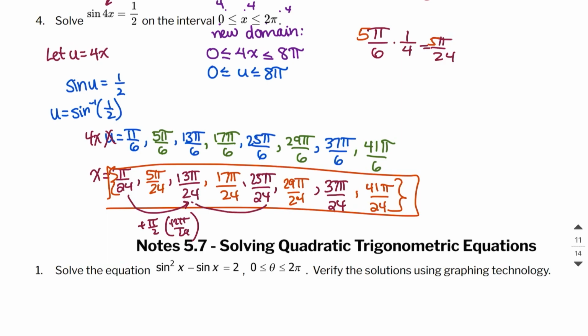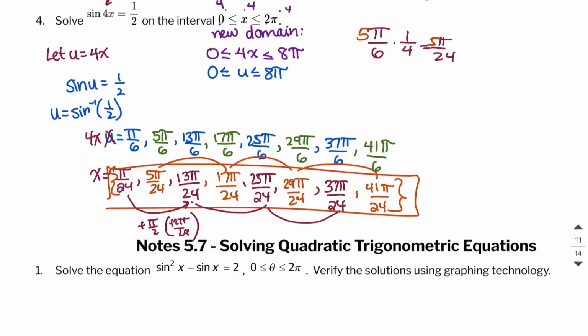Do it again to go from here to here, here to here. That's how you get those answers. That's another way to think about it. So you can just figure out these first 2 answers, divide it by 4, get these next 2 answers, and then just add a period. And then same thing here, 5 pi over 24 to 17 pi over 24. We're adding pi over 2 or 12 pi over 24.